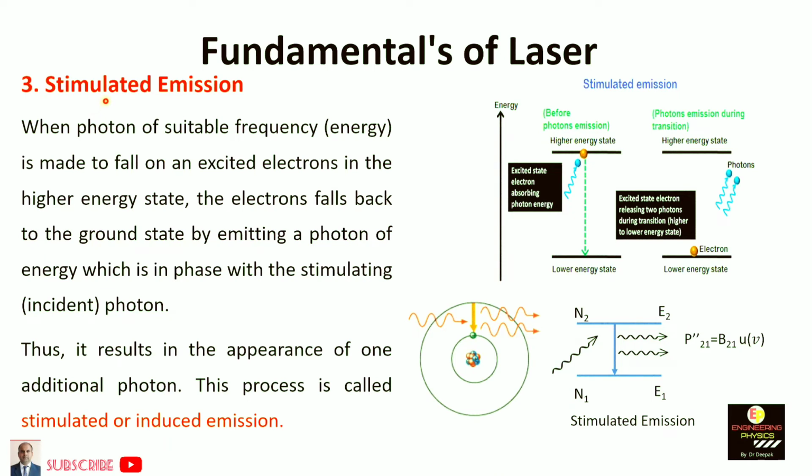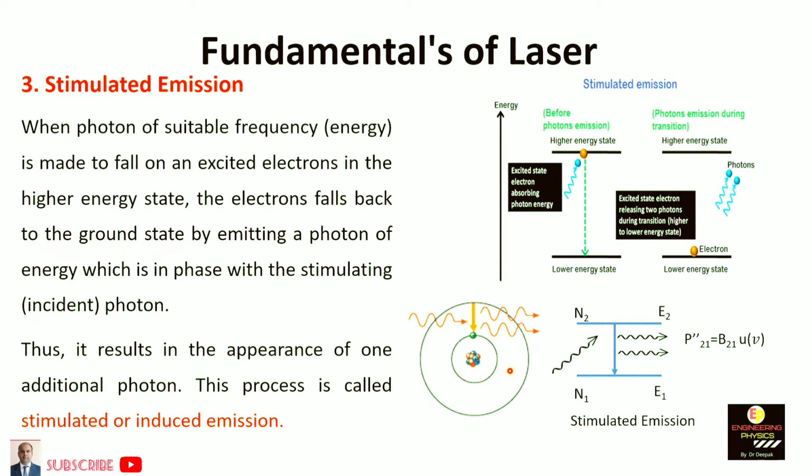Third is the stimulated emission. This is the principle of laser action. We can understand this concept with the help of a diagram. Here, this is the situation when absorption has taken place and the electron is in the excited state. Now, a photon of suitable frequency strikes the electron in the excited state and it induces this electron, and here you can see there is a multiplication of photons, and that process is known as stimulated emission.